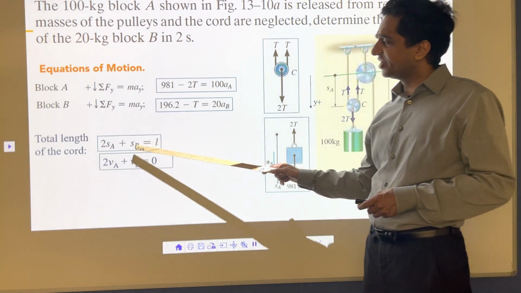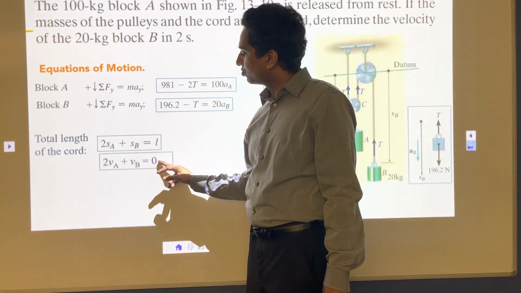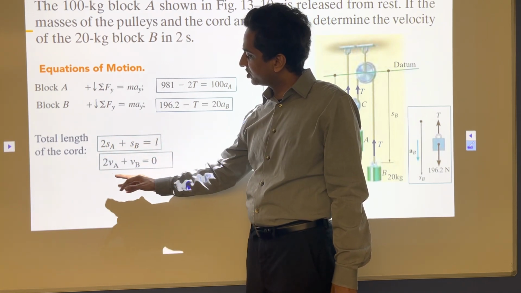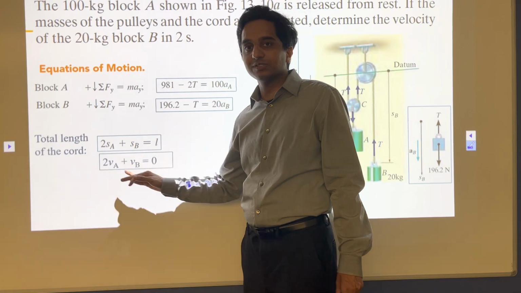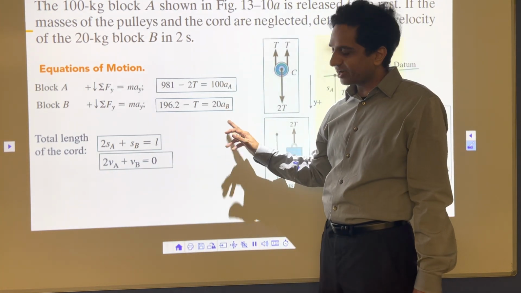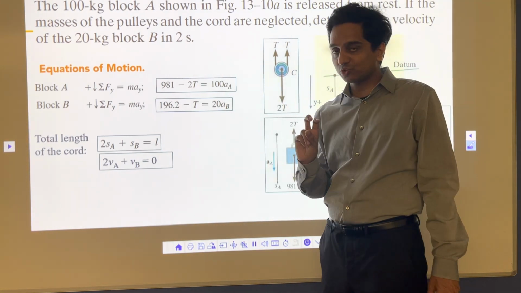Then I'm going to differentiate this equation with time. 2VA plus VB is equal to 0. So once I do that, I'll get the derivative of constant 0, 2VA plus VB, and that's the relationship between velocities. My objective is not to calculate velocity directly, but at this point I want to know what the acceleration is. Once I have an acceleration, I can calculate velocity after the 2-second mark.